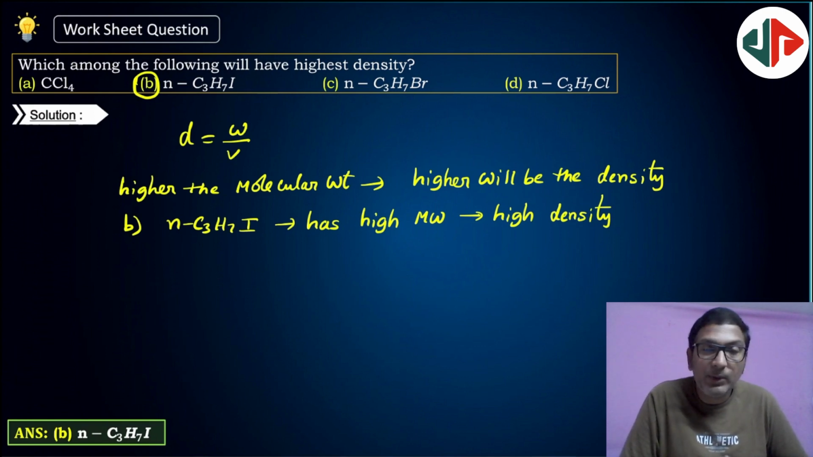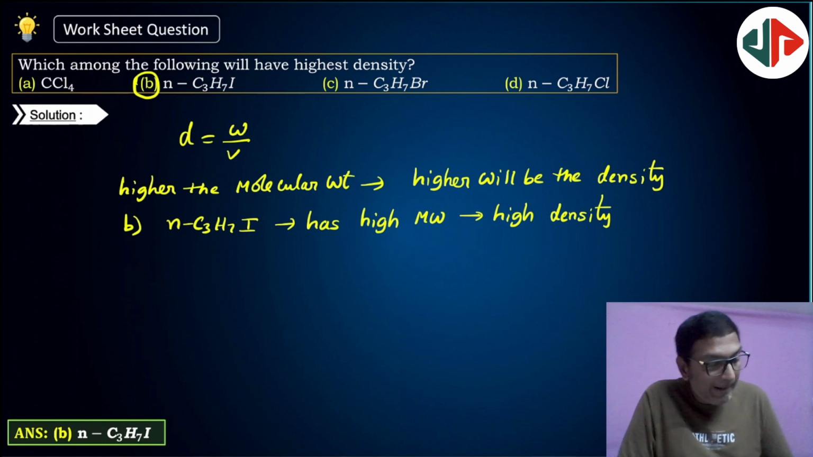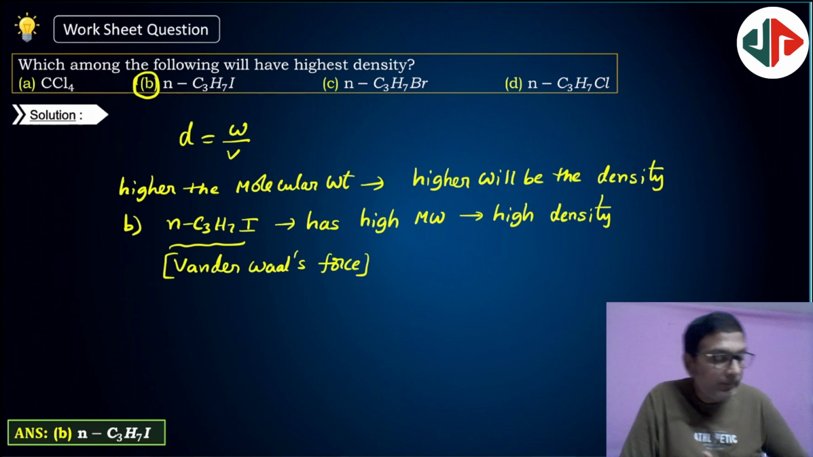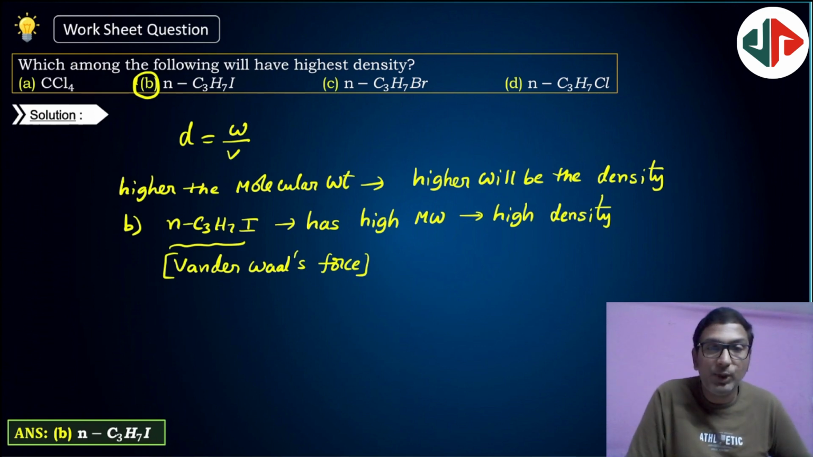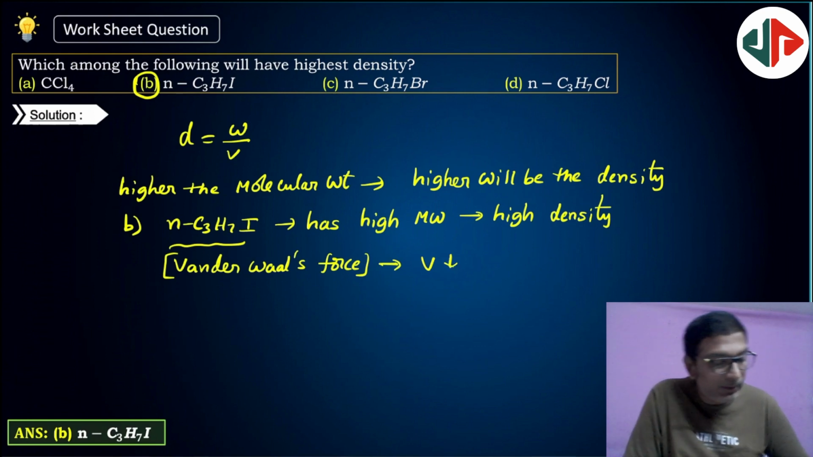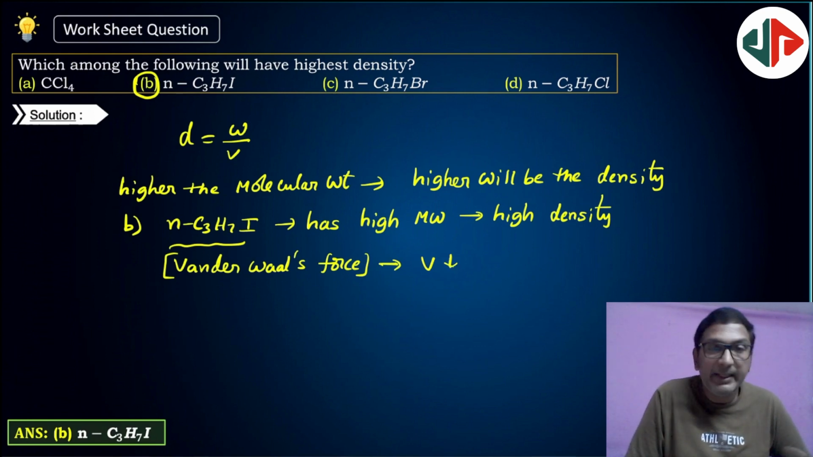The mass per unit volume increases. Here van der Waals forces are also present. Due to van der Waals force, volume decreases, and due to high molecular weight, weight increases. Weight increases, volume decreases. Therefore, density will be very high. Next.